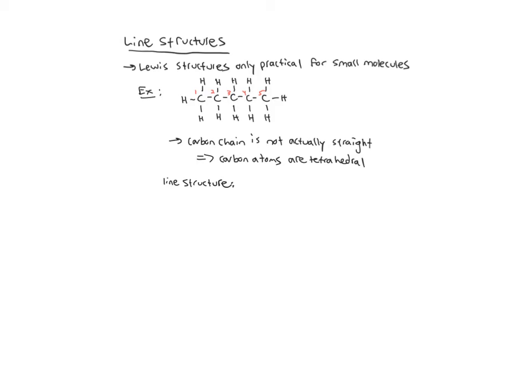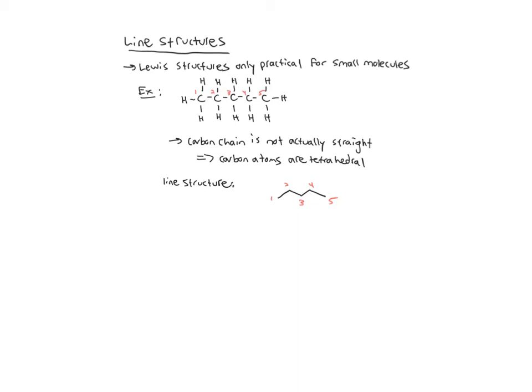For this line structure, we're just going to show the carbon-carbon bonds. So we're going to have one between 1 and 2, 2 and 3, 3 and 4, and 4 and 5. We're making that backbone zigzag to take into consideration that the carbon atoms are tetrahedral. So we left off all of those hydrogens. We've just shown those bonds between carbons.